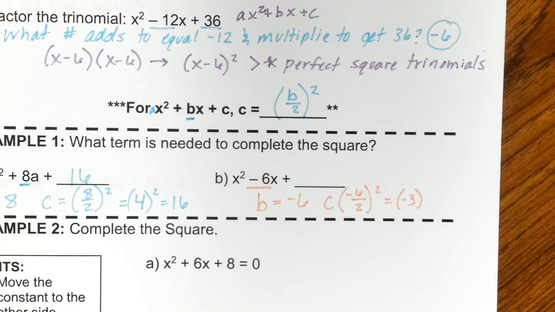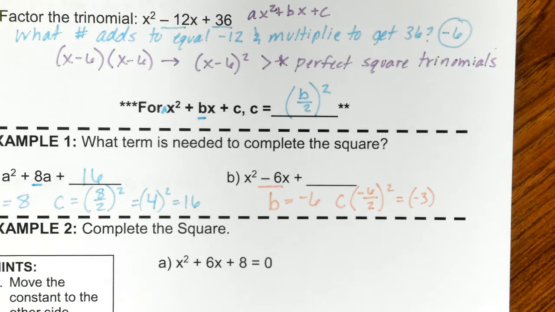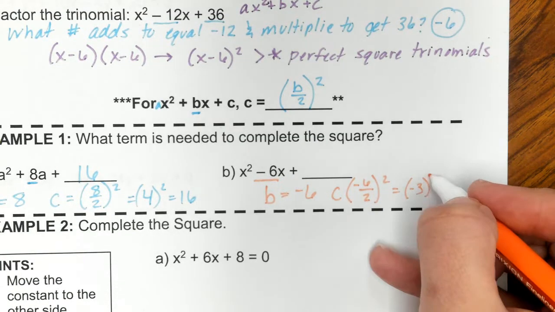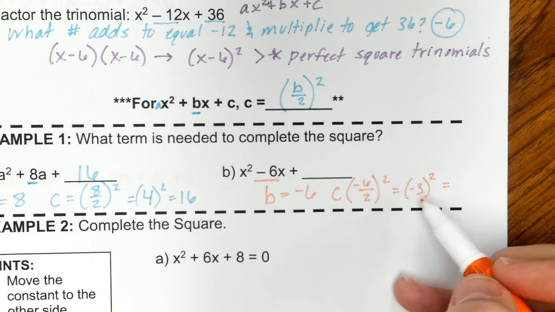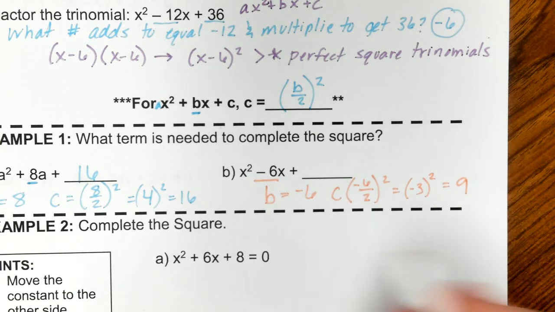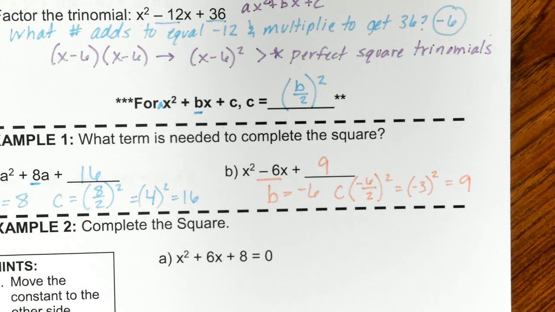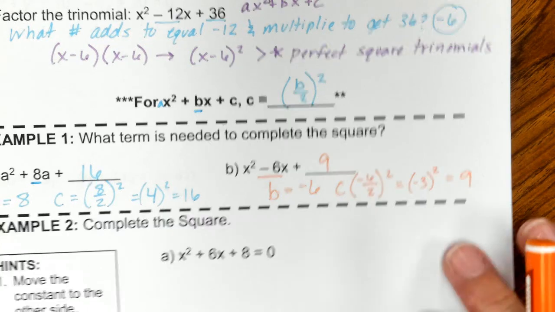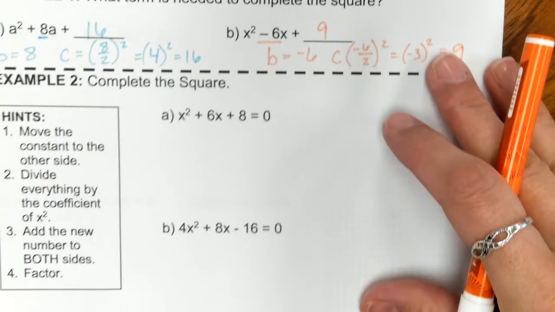Note how I'm keeping it in the parentheses. Ladies and gentlemen, anytime you square a negative number, it will always come out to a positive, because it's a negative 3 times a negative 3, which will give me a positive 9. So here we have a plus 9. Okay? So let's complete the square, and let's get into the nitty-gritty of it all.